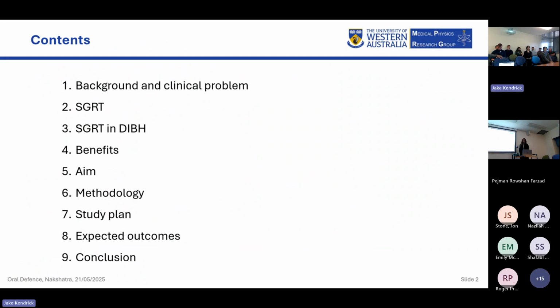Before I start, I would like to give an overview of what I'll be presenting today. I'll start with the background and clinical problem, and then introduce SGRT, or surface-guided radiotherapy, and how it integrates with DIBH, which is the breath hold technique. After that, I'll go into the benefits, followed by the actual proposal, which starts with the aim, methodology, study plan, and expected outcomes.